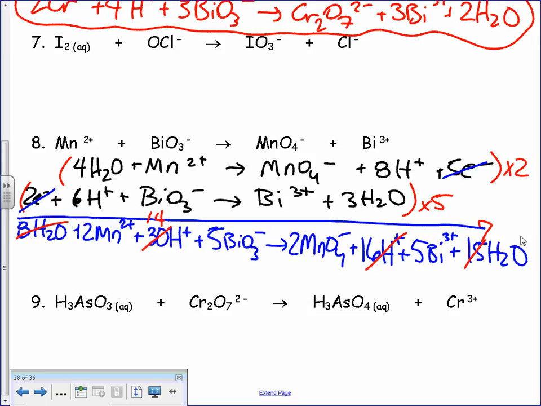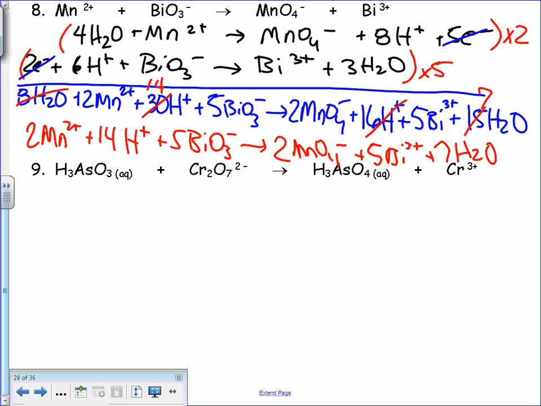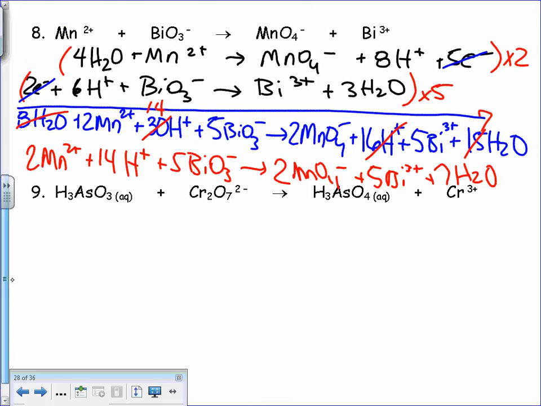and everything else stays. So your total NIE of 2 MnO4 minus plus 14 H pluses plus 5 bismuth 3 pluses yields 2 permanganates plus 5 bismuth 3 pluses and 7 waters. The NIEs are long. They will always be long. It's because there's so much present in the solution that's acting to balance the charge and the atoms.